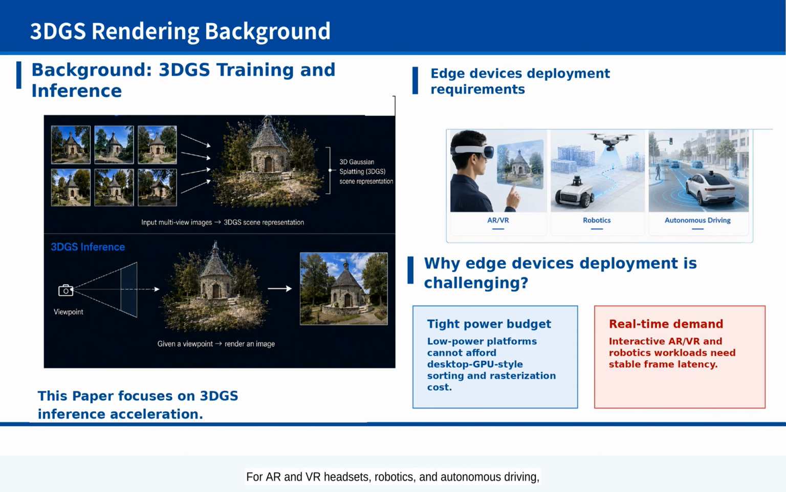For AR and VR headsets, robotics, and autonomous driving, local rendering is valuable because it reduces latency, avoids continuous cloud bandwidth, improves reliability, and keeps scene data private. The difficulty is that edge platforms operate under tight power and area budgets. For example, on an NVIDIA Jetson Nano edge GPU, 3DGS rendering reaches only about 20 frames per second on the Mip-NeRF 360 dataset. This motivates an accelerator design for 3DGS inference under resource-constrained edge settings.